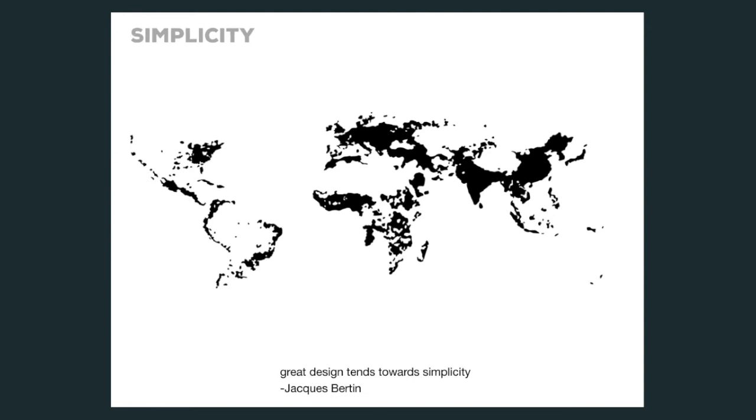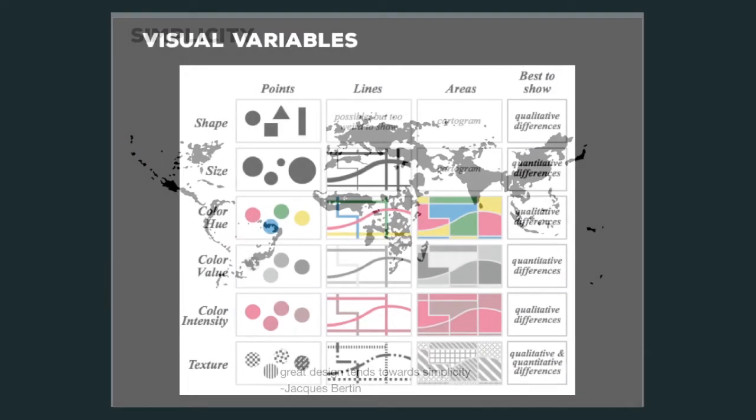So there's a trade-off here. You need to be careful of oversimplifying maps. But in general, you can do a lot better by getting rid of things that don't need to be in your map. So always keep simplicity in mind when making a map.